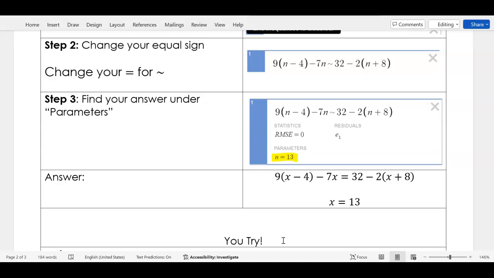Type it in. Now, when you type it in, even before you hit enter, it's going to tell you some information. And the only thing that matters is where it says parameters, okay? The parameters we get is n equals 13. That's the answer. Easy, okay? All you got to do is maybe turn it back into an x equals. So it says n equals 13. All right, now replace n back with x equals 13.